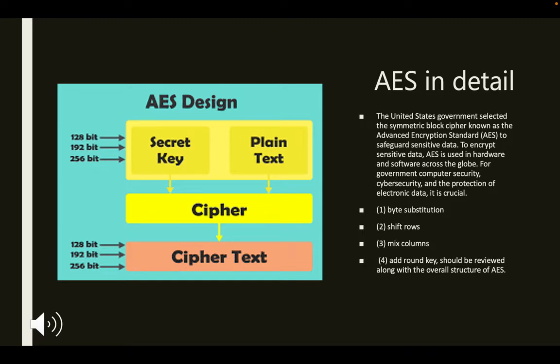The plaintext block size required by the cipher is 128 bits, or 16 bytes. 16, 24, or 32 bytes can make up the key length: 128, 192, and 256 bits. Depending on the key length, the algorithm is referred to as AES 128, AES 192, or AES 256.